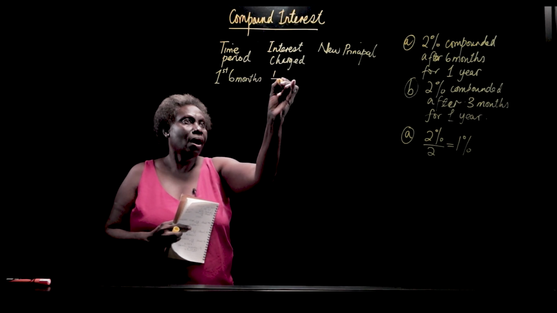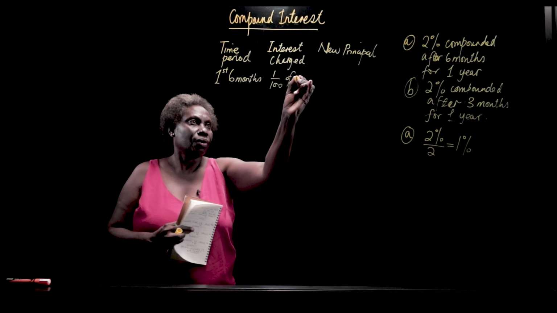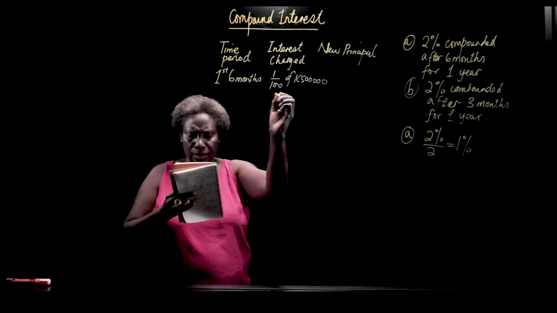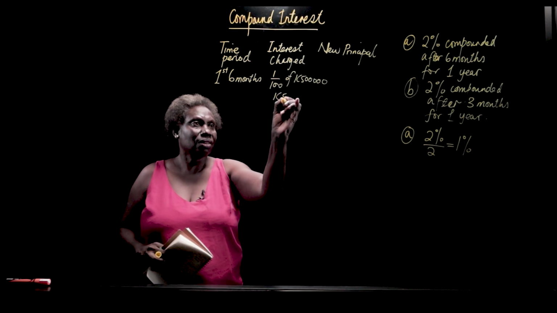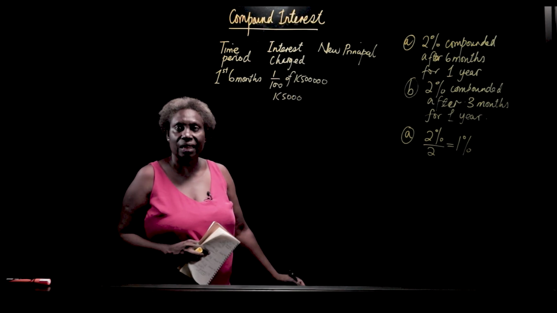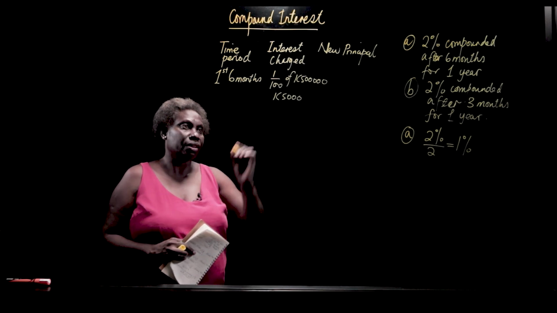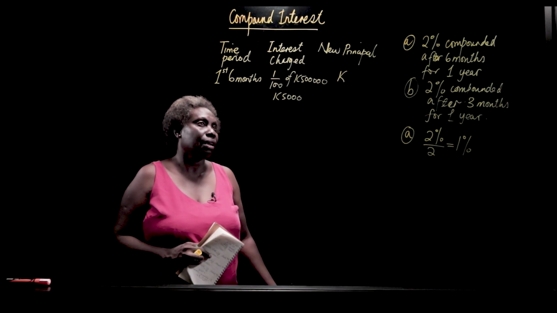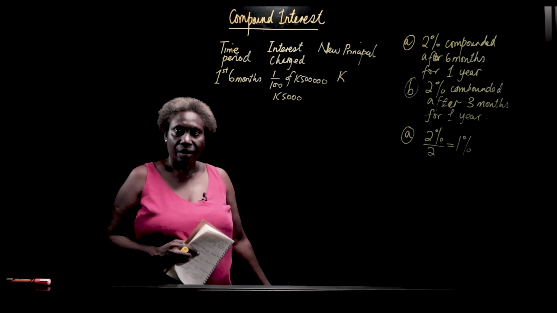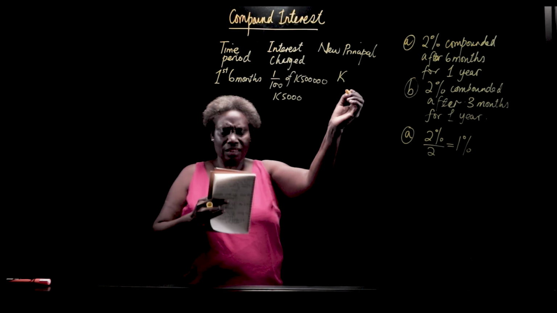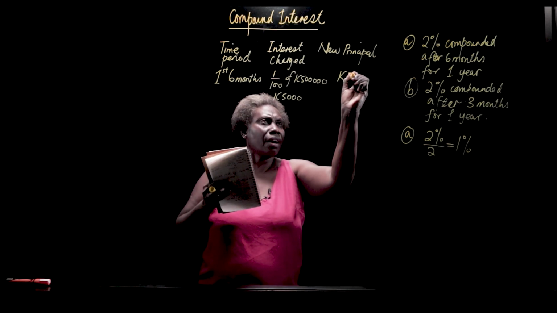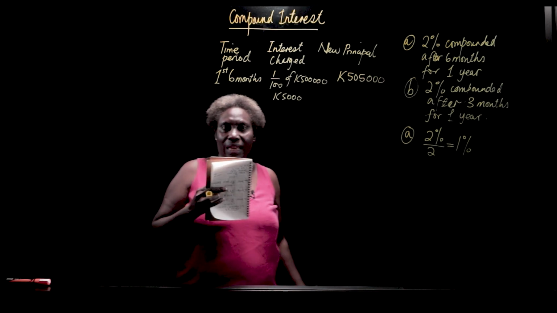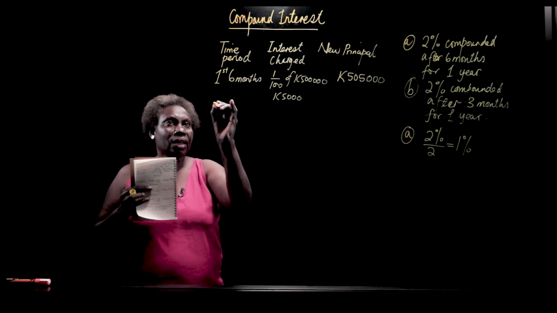We calculate 1% of 500,000 kina. That gives us 5,000 kina. So the interest that will be added at the end of 6 months will be 5,000 kina. So our new principal now will be 500,000 plus 5,000 kina, and that will be 505,000 kina.